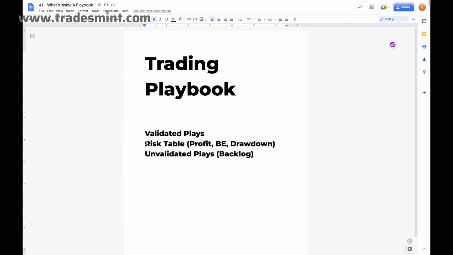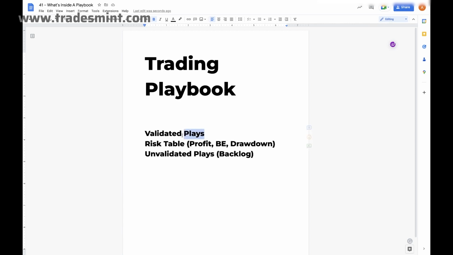You can put this note card right on your desktop, or you can print it out and attach it to your screen. I like to have mine in my playbook because I like to keep everything in the playbook, right? This is my book. This is my core. I go to my playbook, look for plays, and I know what risk I'm risking.